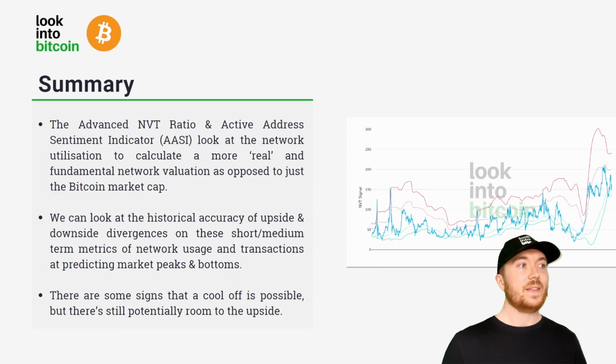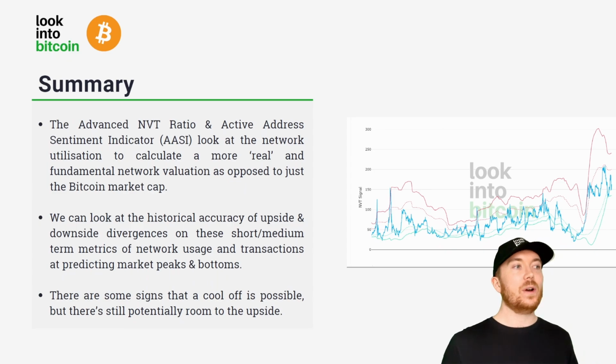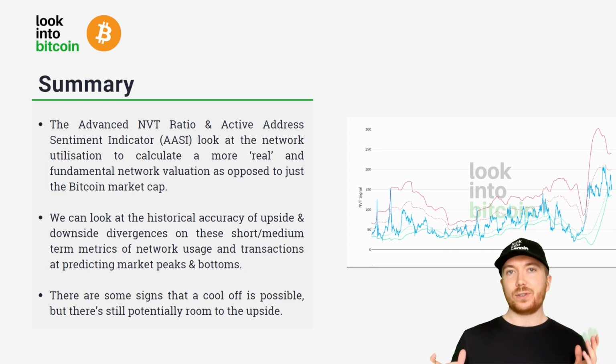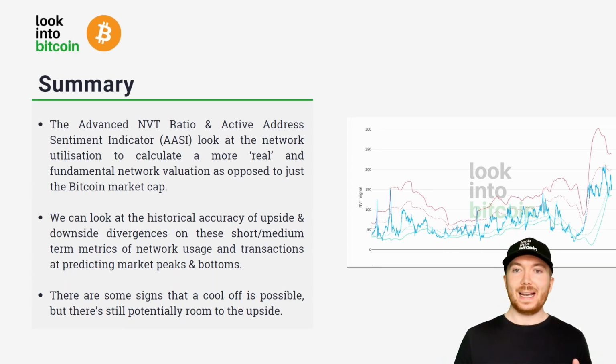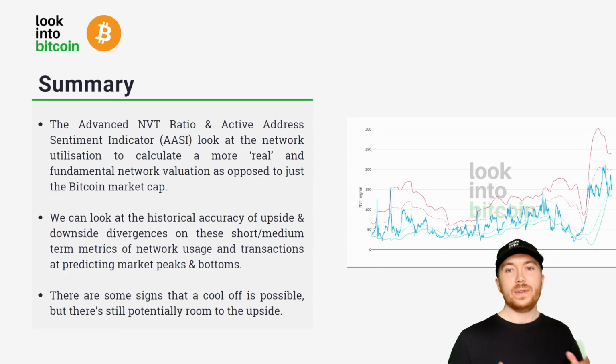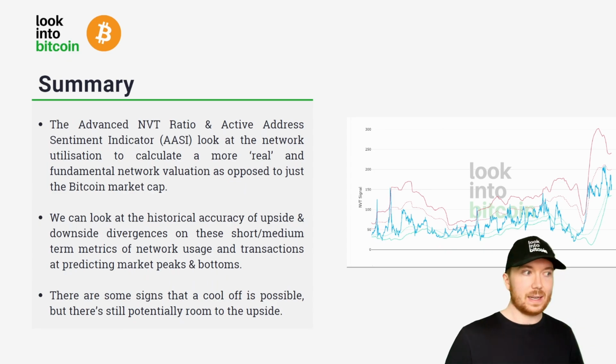So just to summarize, the advanced NVT ratio and active address sentiment indicator, or the AASI, look at the network utilization to calculate a more real and fundamental network valuation as opposed to just the Bitcoin market cap. And we can look at the historical accuracy of upside and downside divergences on these shorter to medium term metrics of network usage and transactional value at predicting market peaks and bottoms.